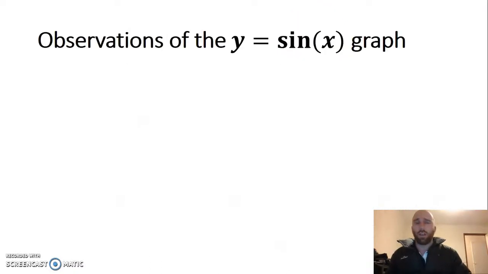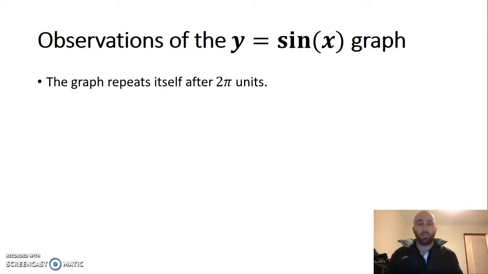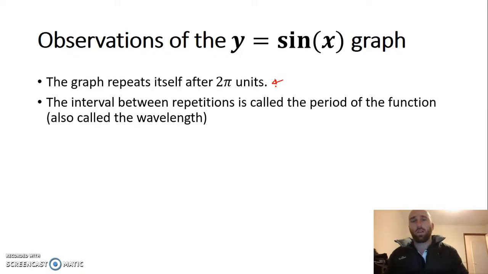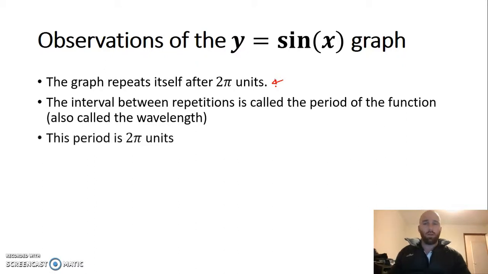Some observations we can notice: the graph repeats itself. Once we had the full revolution, it continued to repeat. The interval between repetitions is called the period of the function, also called the wavelength, what I mentioned before with the period in that green box. In this case, the period is 2 pi units. This is what we're observing of our standard sine graph.